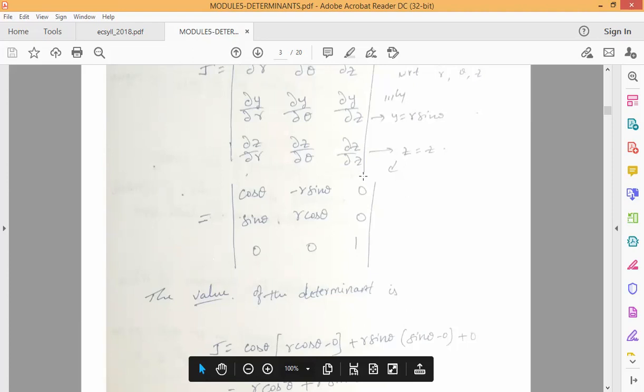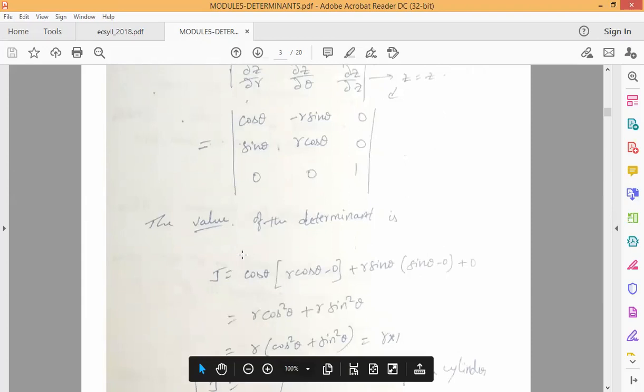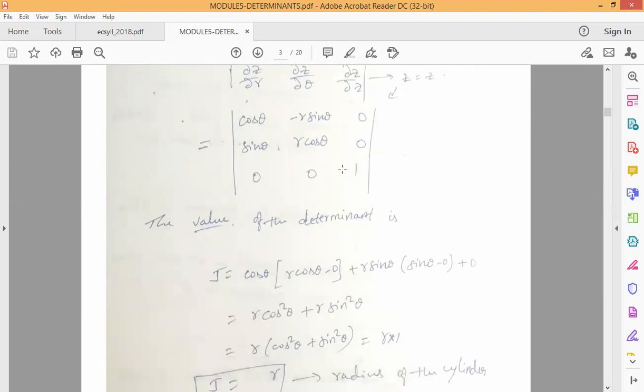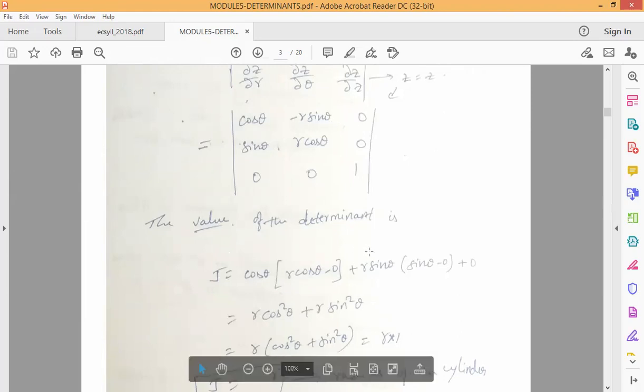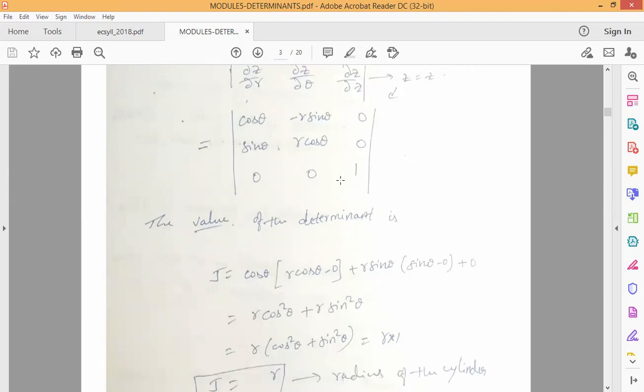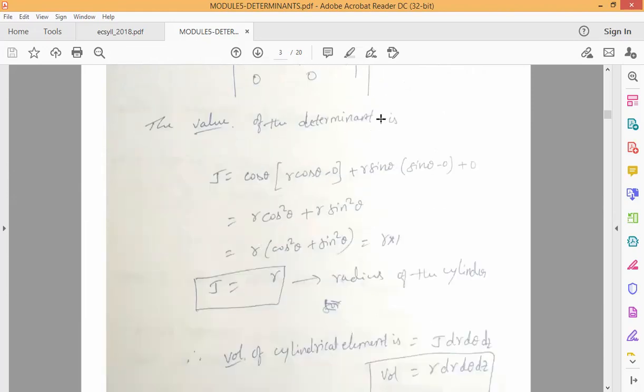Now if you calculate the determinant, it can be obtained like this. J is equal to cos theta, leaving the first row and first column, you get the cofactor. So r cos theta into 1 minus 0, plus, that is minus of minus r sin theta, is nothing but plus r sin theta. Leaving the first row and the second column, it results in sin theta, and similarly plus 0. Simplifying this, we have obtained r cos square theta plus r sin square theta.